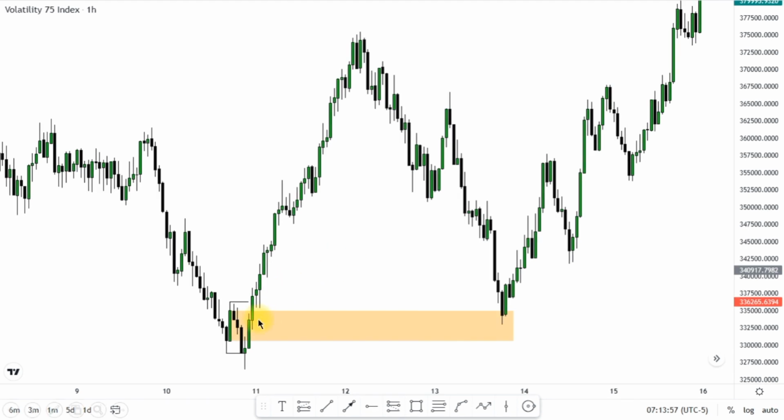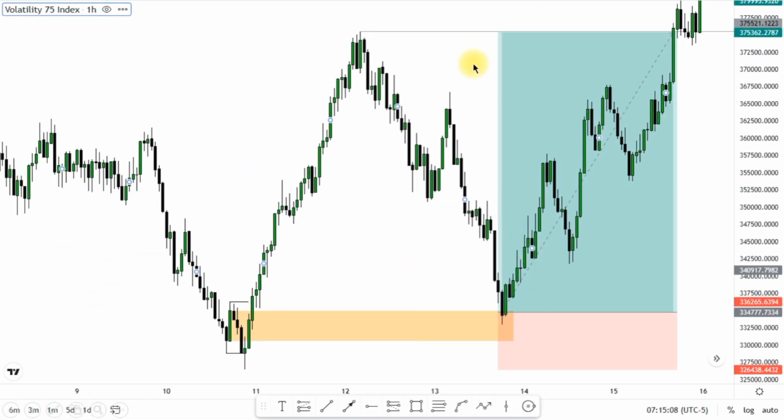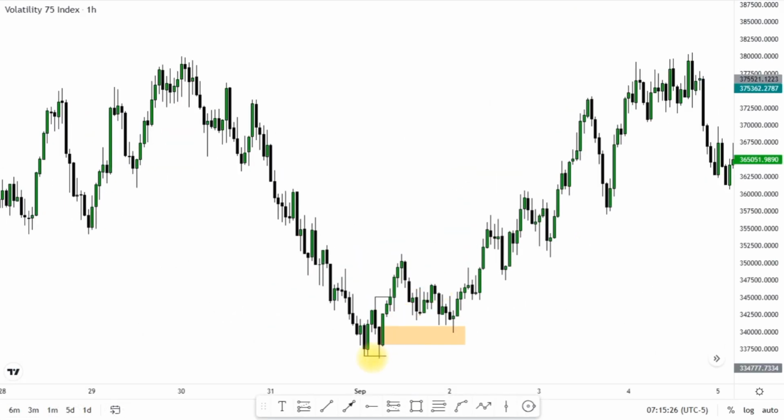Another example: to get a low, broke structure, retrace back up to that, and then bought from there. And this is how it will turn out. Then another example here, a stop hunt reversal. So we have a stop hunt breaking structure, retrace to this kind of array, which is this bullish order block, then price bought.